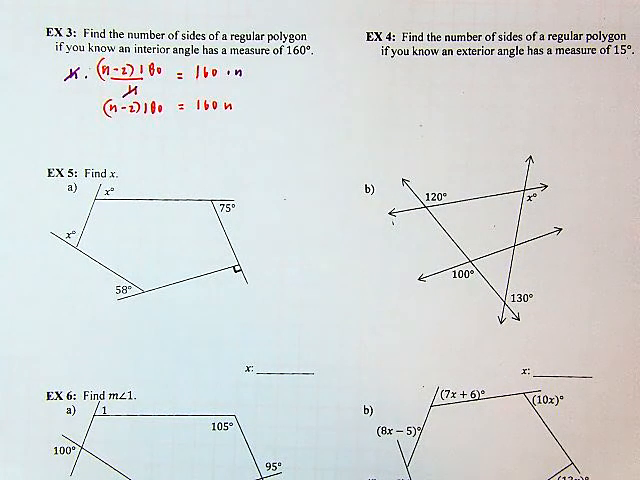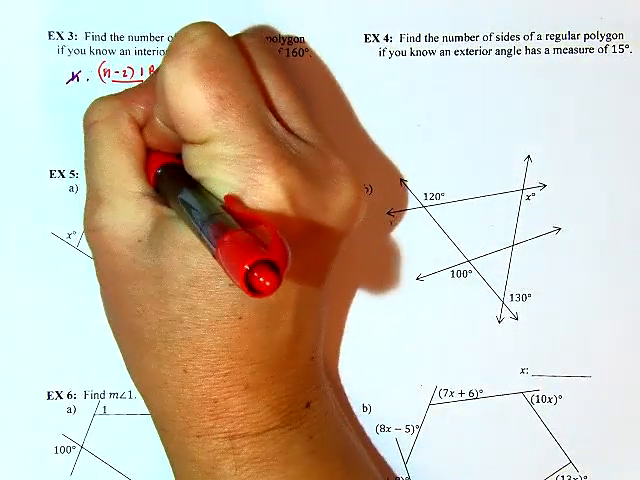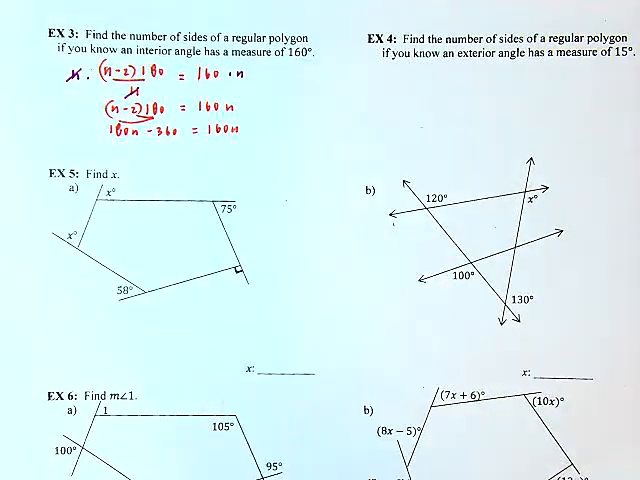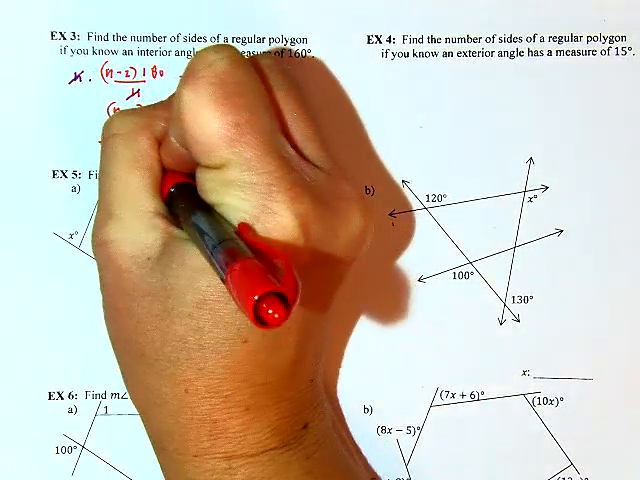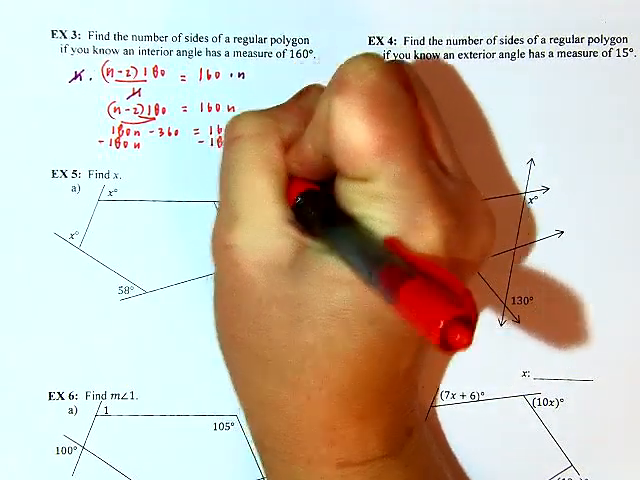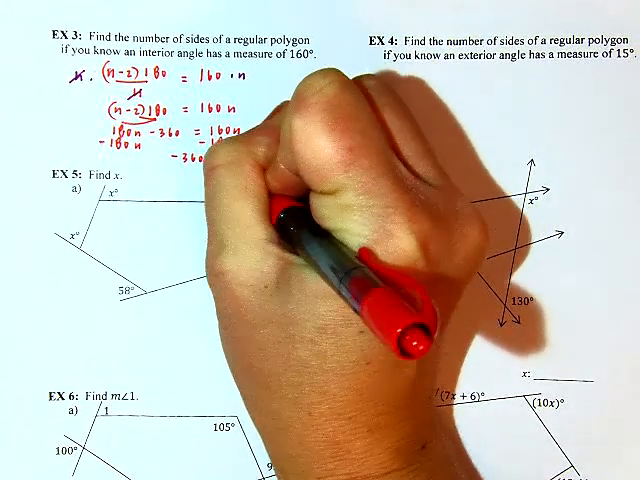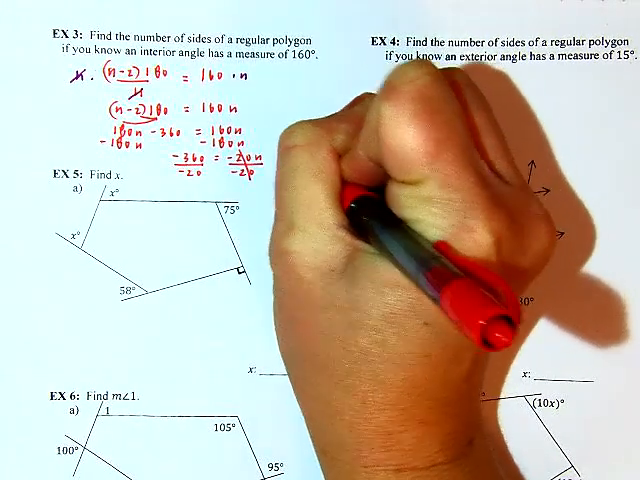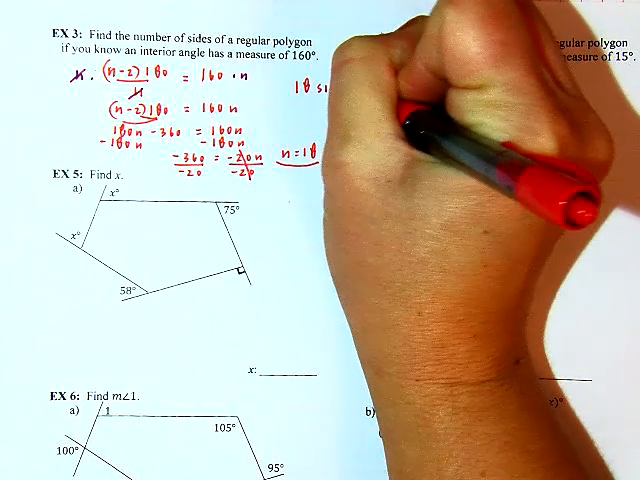I'm trying to get n all by itself, so I need to first distribute that 180 and then pull my n's to the same side. So I'm going to distribute here. I get 180n minus 360 equals 160n. Then from here I'm going to take away 180n. I get negative 360 equals negative 20n. Divide each side by negative 20, and I get 18. So my figure would have 18 sides.